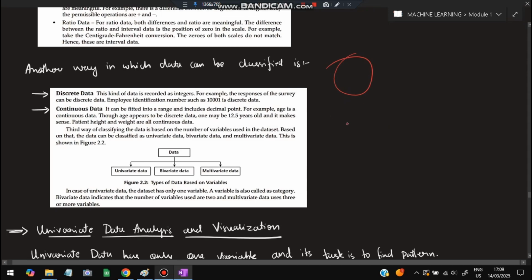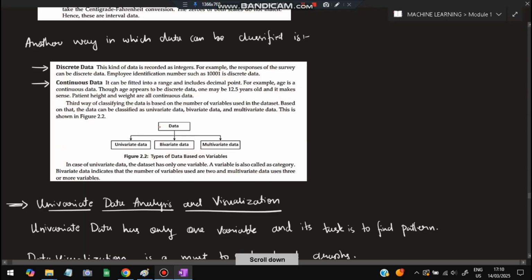Continuous data will not have a specific number, it will have a range. From this age to this age, that is a range. In between, if you pinpoint, it will be some decimal value. So this is the second type of classification, discrete or continuous. The third type of classification is based on how many variables there are: univariate, bivariate, multivariate. In this module we'll discuss univariate. In the next module, module 2, we'll discuss bivariate and multivariate.